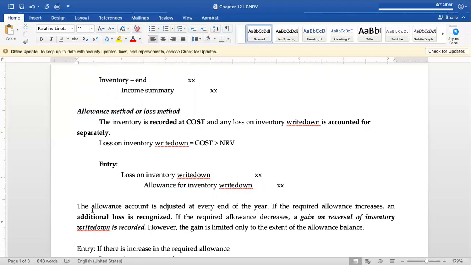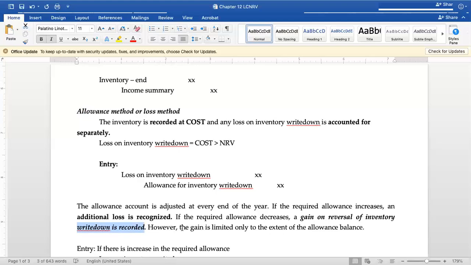Okay, the allowance account is adjusted every end of the year. So therefore, this allowance account is adjusted at every end of the year. If the required allowance increases, an additional loss is recognized. And if the required allowance decreases, a gain on reversal of inventory write-down is recorded.